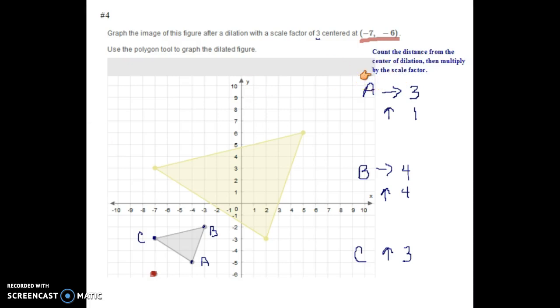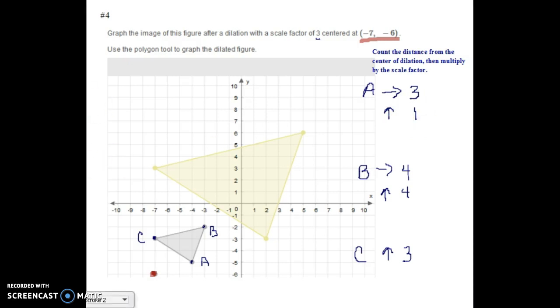Okay, so I'm going to give you an example and show you how to do that. So if I look at, here's my gray. Gray was the original figure, so I'm going to look at that figure. I see that A, I'm going to count how far A is from the center of dilation. To get from the center of dilation to A, I have to go to the right 1, 2, 3 units, and I have to go up 1 unit. So I put my little arrows: to the right 3 units and up 1 unit.